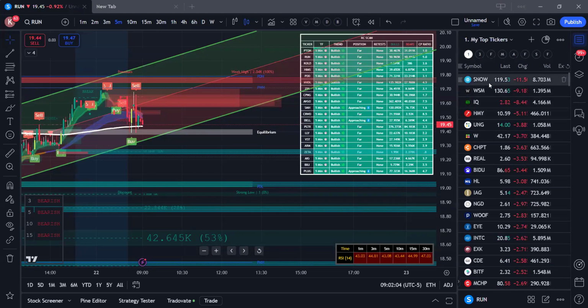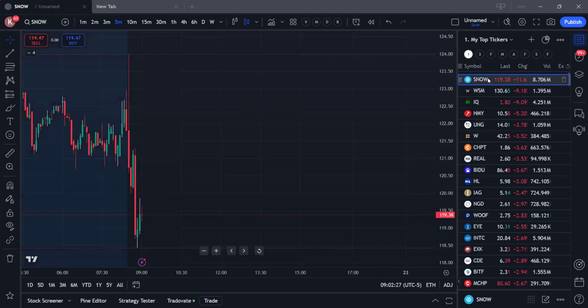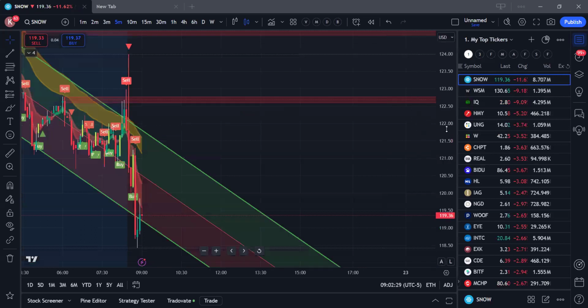For example, if you see today's SNOW, WSM, IQ, HMY, UNG, Wayfair, they are red. Baidu, because of earnings, and Snow, they are going further down. So if you want to buy puts, generally these tickers are good for puts. So we need to create an alert on such tickers.